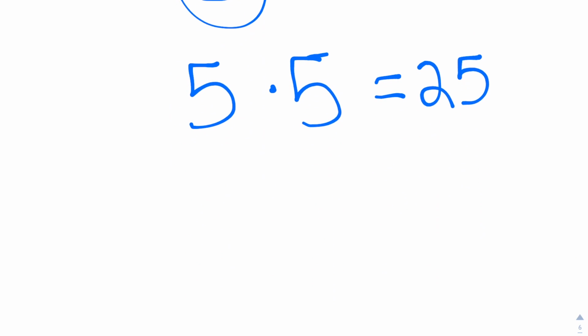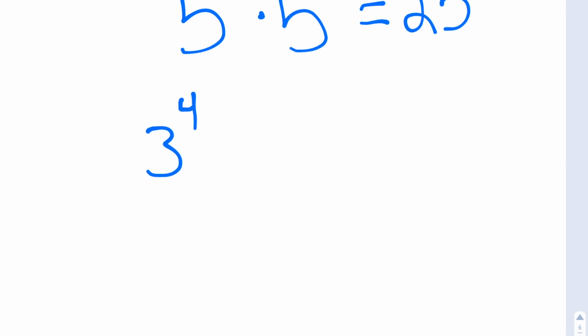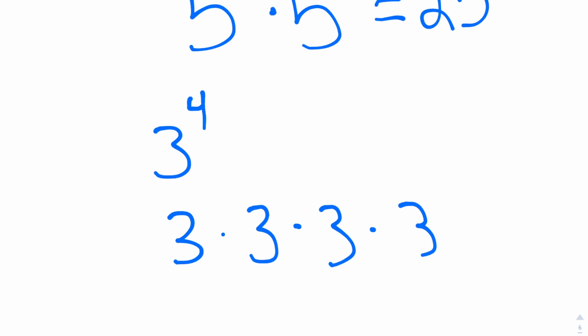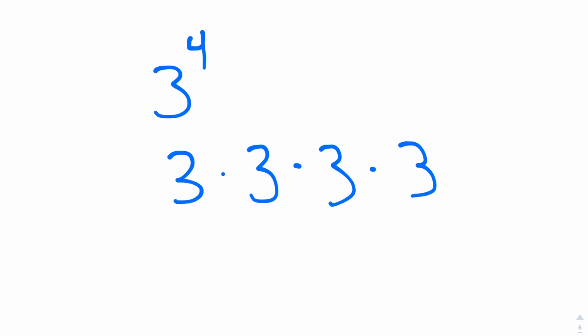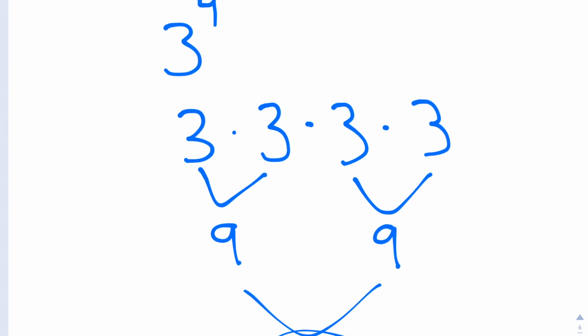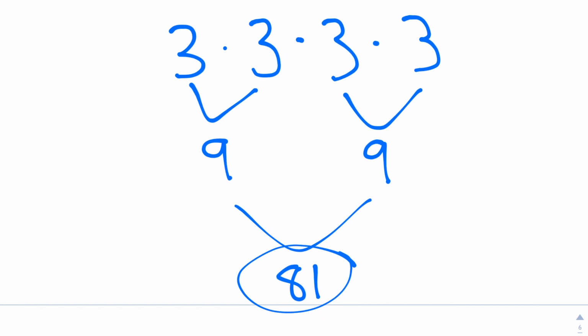How about, let's do 3 to the 4th power. How many copies of 3 do I need? I need 4: 1, 2, 3, 4. Okay, so 3 times 3 is 9. I can do the same thing over here: 9 times 9 is 81. So 3 to the 4th power is 81. You're going to go ahead and practice some of those on your own right now.